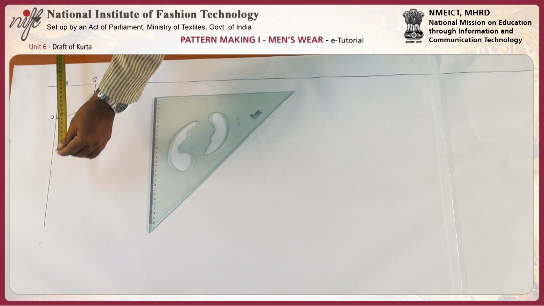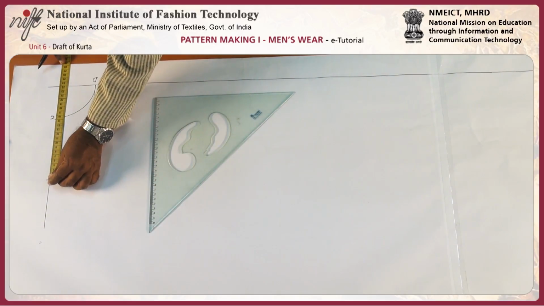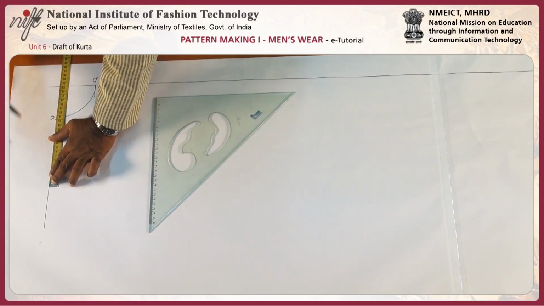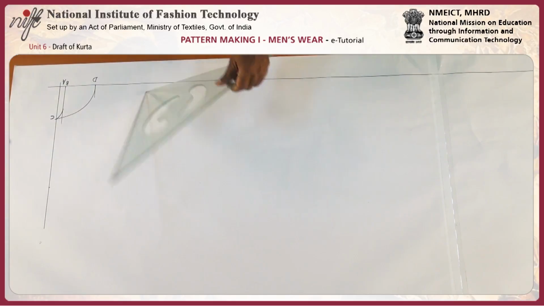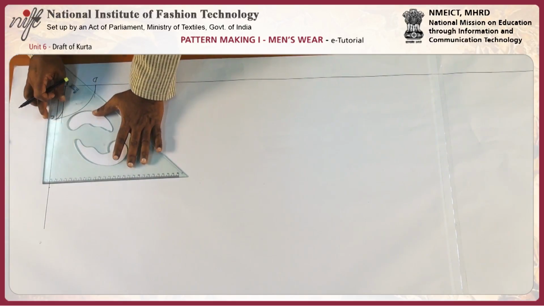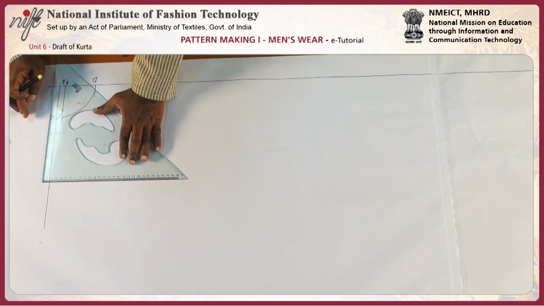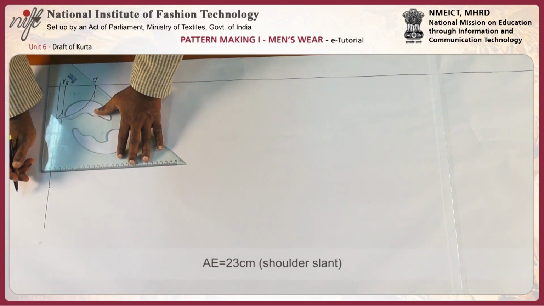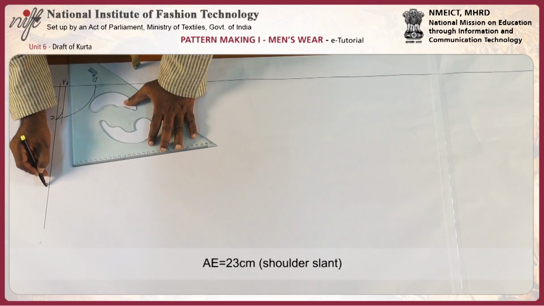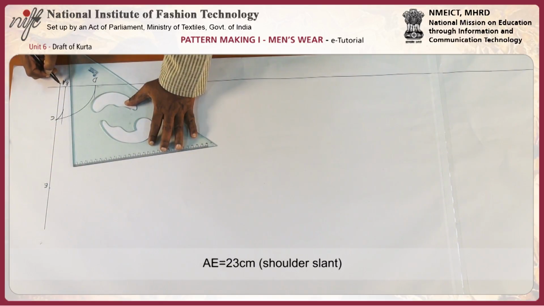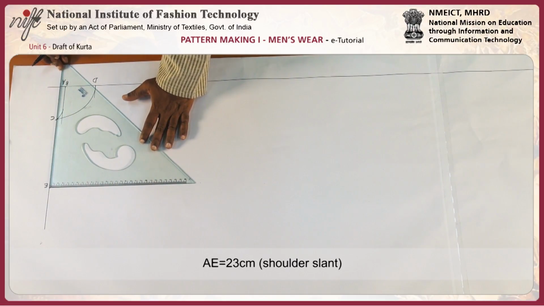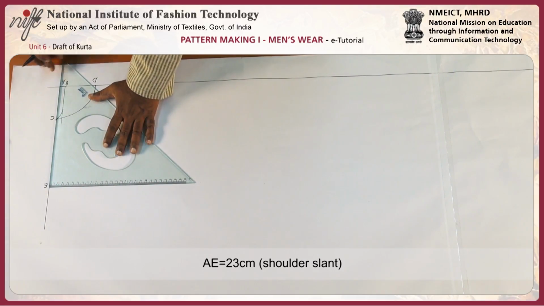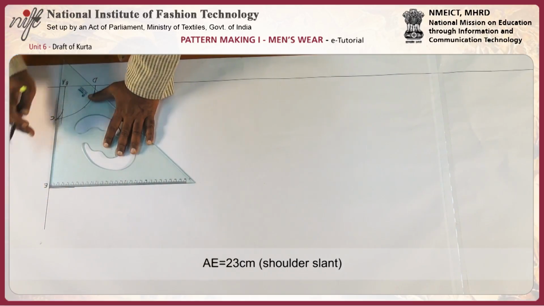Now A to E is 23 centimeter, which I have also mentioned in the shirt draft, is a constant measurement for giving a shoulder slant line from point E, that is from line A to E, is 23 centimeter. I have been using this to give shoulder slant in the shirt draft also.